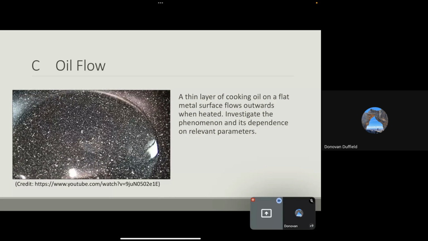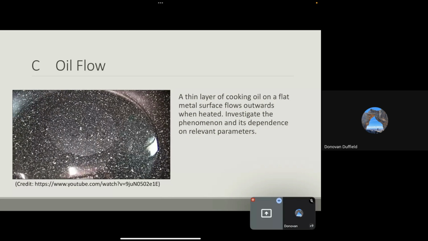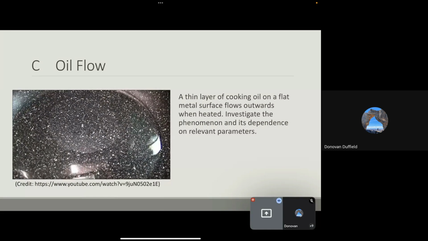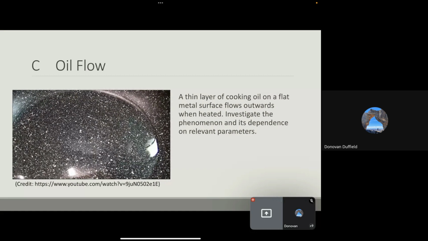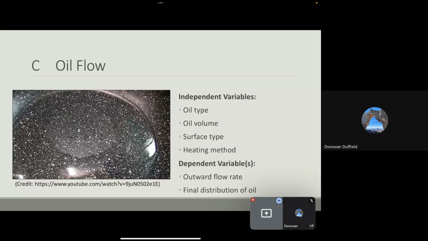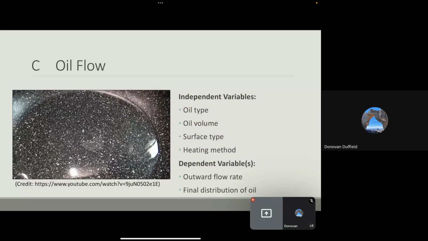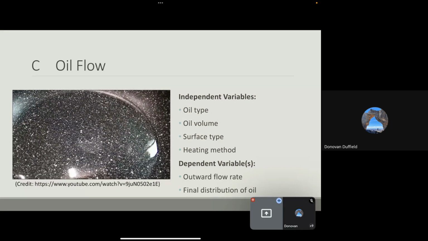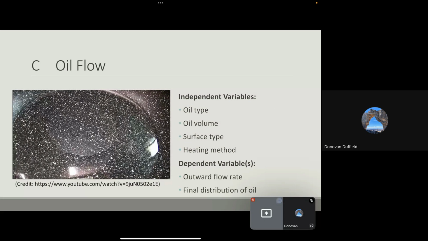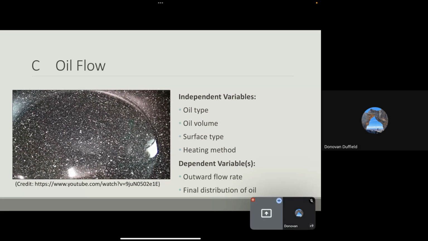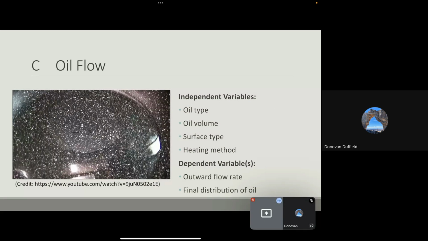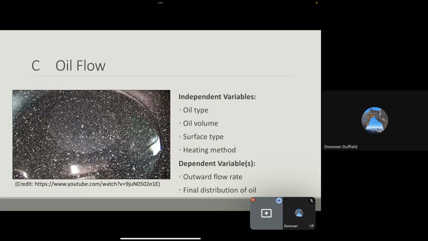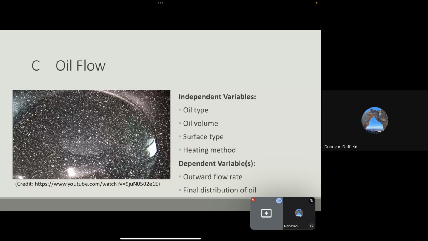So here, a thin layer of cooking oil on a flat metal surface flows outwards when heated. Investigate the phenomenon and its dependence on relevant parameters. Right, so if you look at the left, some important parameters are the oil type, the oil volume, so how much you put in, and the hot surface type, right? So you can look at different pans that you can heat up on a stove, for example. It can be non-stick, it can be steel. They specify that it should be a metal surface.